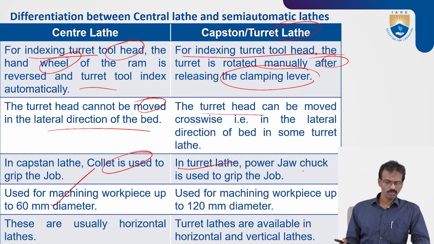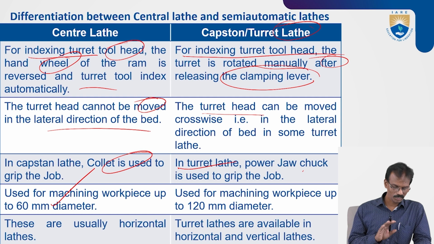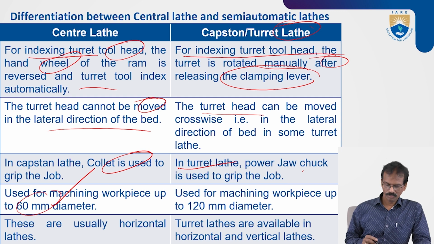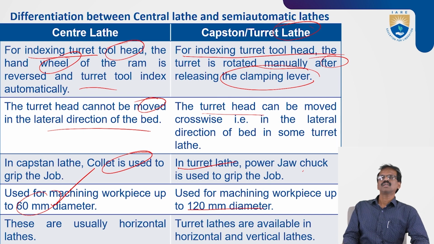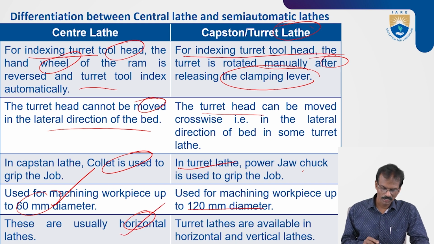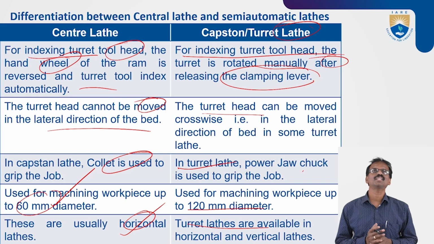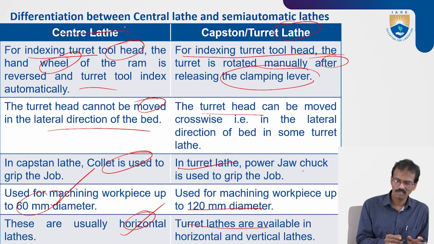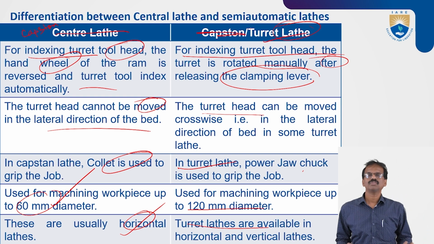The capstan lathe is used for machining workpieces up to a certain limited diameter, that is 60 mm. But in the case of a turret lathe machine, we can perform operations up to 120 mm diameter. These are usually horizontal lathe machines. Capstan lathe machines are horizontal lathe machines, but turret lathe machines are either horizontal or vertical. So two types of lathe machines are available in the market. These are just the differences between the semi-automatic lathes: one is the capstan lathe, and the other is the turret lathe. Okay. So these are the differences.